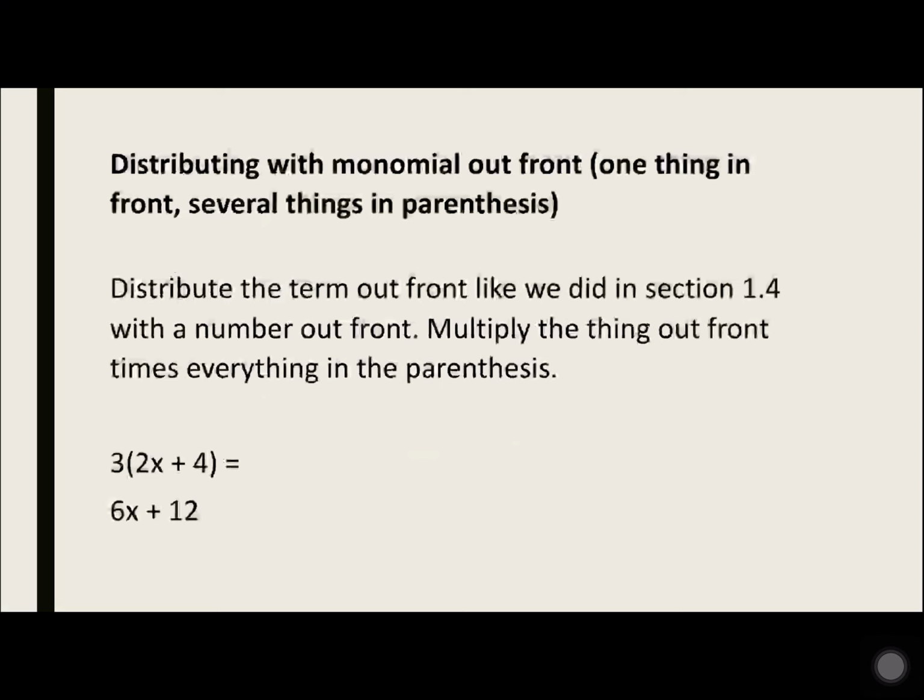Distributing with a monomial out front. One thing in the front, several things in parentheses. Distribute the term out front like we did in 1.4 section when there was a number out front. Multiply the thing out front times everything in the parentheses. 3 times 2x plus 4. 3 times 2x, 6x. 3 times 4, 12.